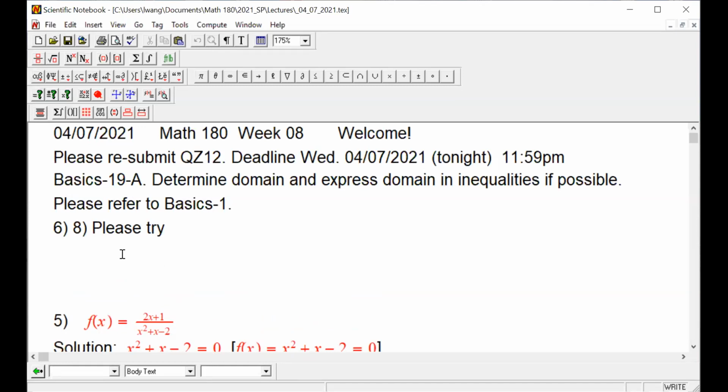Do you know which one? Do you have the notes in front of you? 6, 8. So G of X.